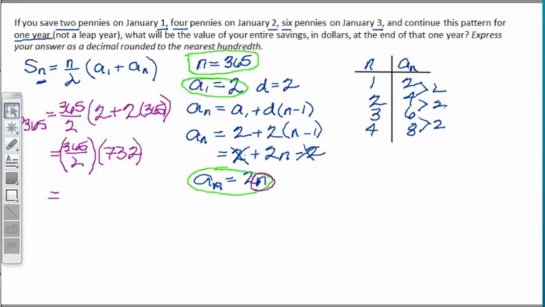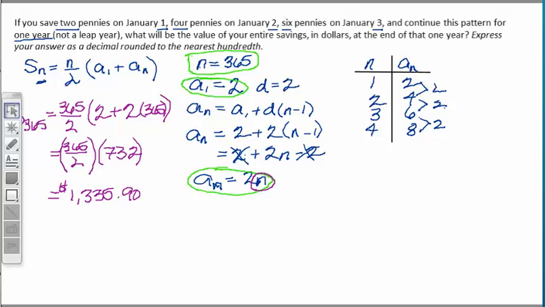Now remember, the instructions told us to express your answer as a decimal rounded to the nearest hundredth. So when I key all that in my calculator, I get $1,335.90. That's a decimal right there, 90 cents, and I can put my dollar sign up there.